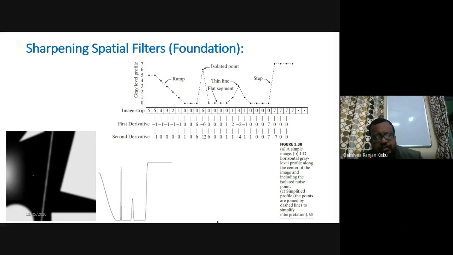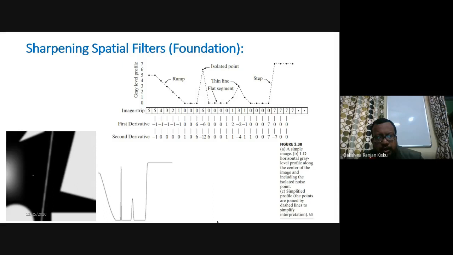Now what are the different types of discontinuities that we see in the image? We can have different types of discontinuities, like the flat segment. We can have ramp, we can have step, we can have isolated point, we can have thin line, we can have edges, we can have corner points. Okay, so these discontinuities basically constitute the noises in the image. So these are the different types of discontinuities.